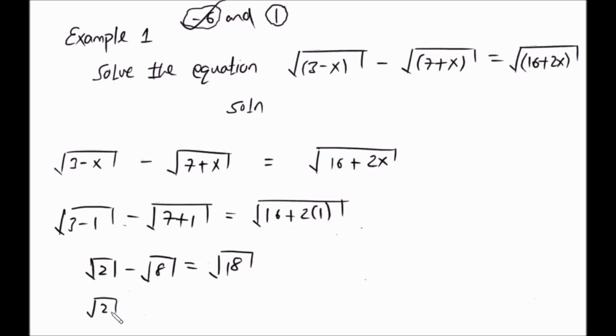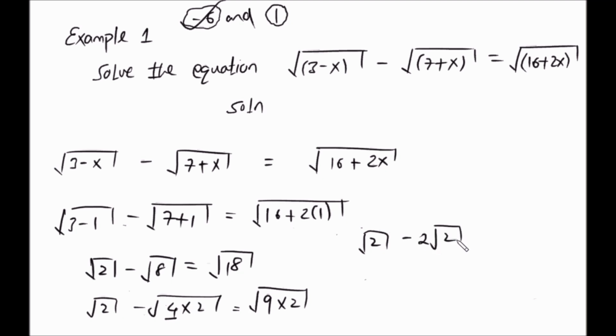So hii ni square root of 2 minus 8 ni 4 times 2. Alafu 18 ni 9 times 2. So square root of 4 ni 2, kwa hiyo tutakuwa tuna the square root of 2 minus hii 2 sasa, toa nje, ndani nabaki na 2. Square root of 9 ni 3, 3 natoka nje, ndani nabaki na 2.